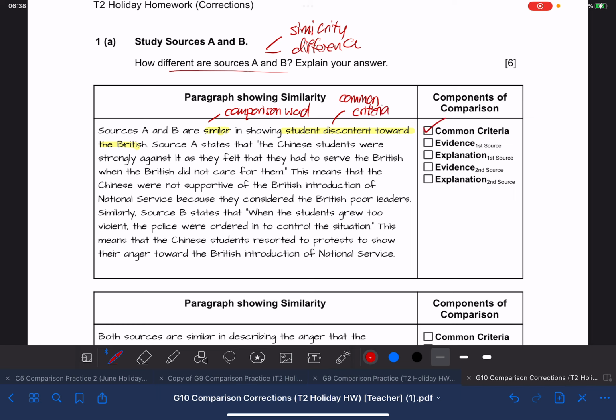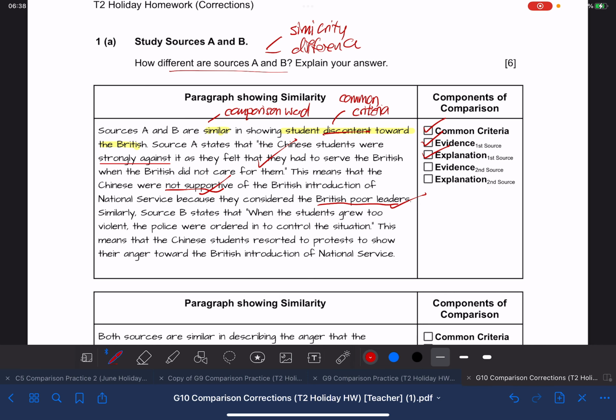Then I'm going to see source A states that the Chinese students were strongly against it as they felt that they had to serve the British when the British did not care for them. Okay, good. This is a good piece of evidence because I can see from this source that they were discontent. Strongly against it. So I'm going to take this. This means that the Chinese were not supportive of the British introduction of national service because they considered the British poor leaders. This is a very good explanation.